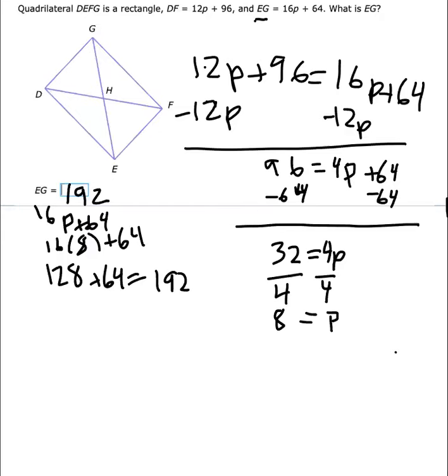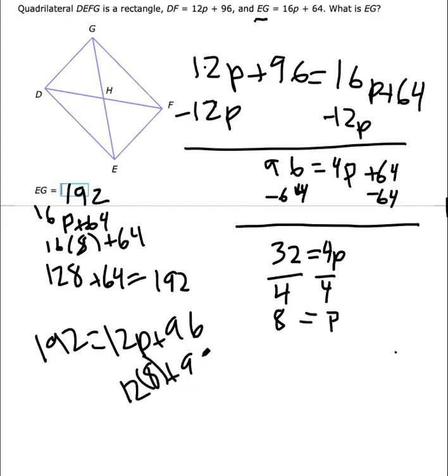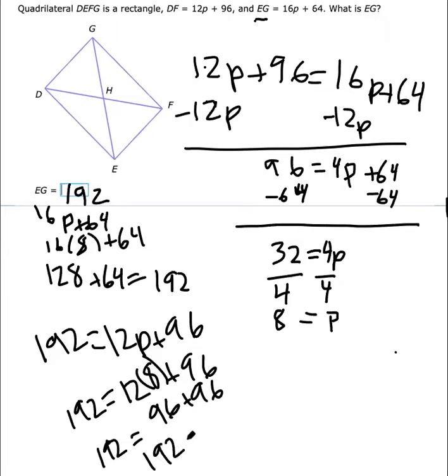All right, let's double check it. So EG again should be equal to DF. So 192 is going to be equal to 12P plus 96. And now we know that P is equal to 8. So it's going to be 8 times 12 plus 96 is equal to 192. And we have 12 times 8, it's going to give us 96. 96 plus 96 is going to be 192. So that is correct. All right, good luck.